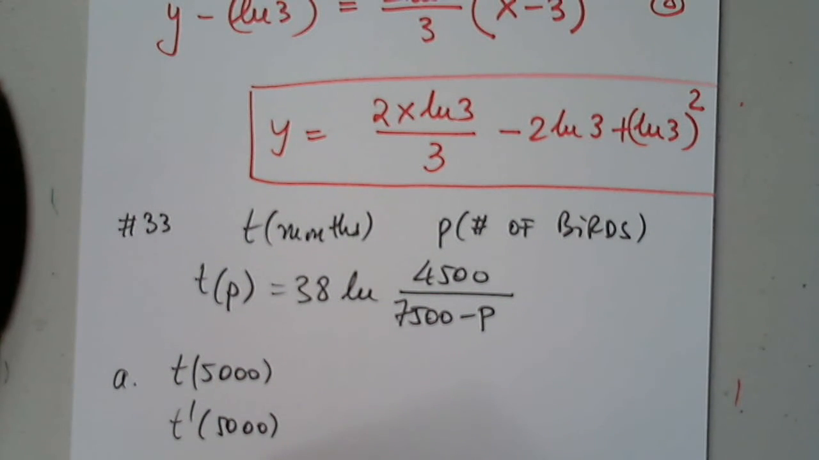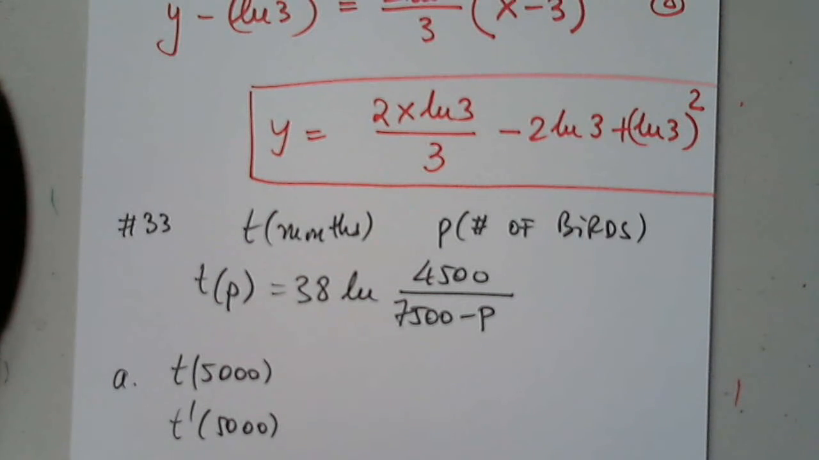And B, the time T in months needed for the population of the birds on an island to reach P individuals. And what is the population of birds after 5 years? It's very interesting how the time depends on the number of birds, really. I think they messed up something here, but it doesn't matter. I just want to talk about T of 5,000 and T prime of 5,000. That's all we really are interested in.